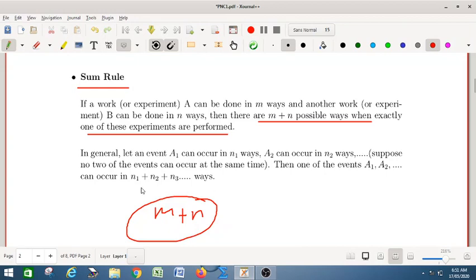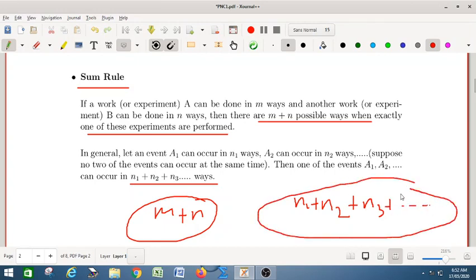So in general we can say A1, A2, A3, etc. All of them are independent, all are independently occurring. So what is the general case? The general one is n1 plus n2 plus n3 if one of the events A1, A2, A3 is happening. So this is the general case. Okay, clear? So this is the sum rule.